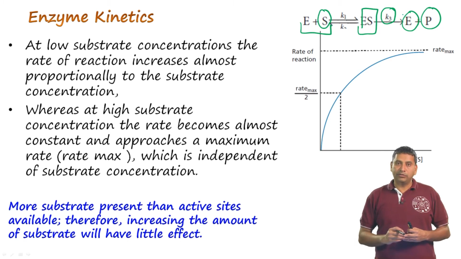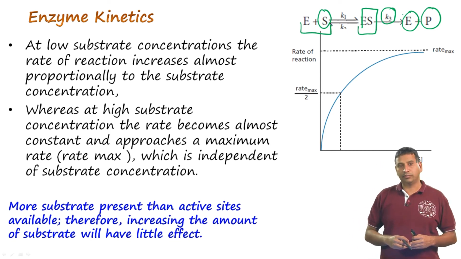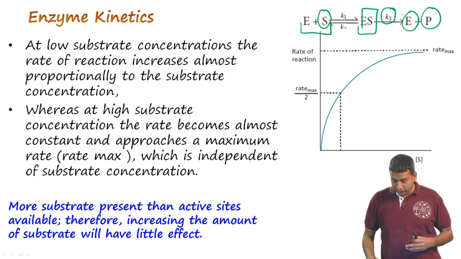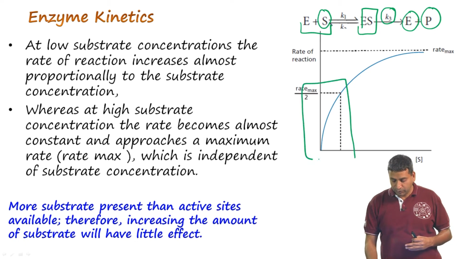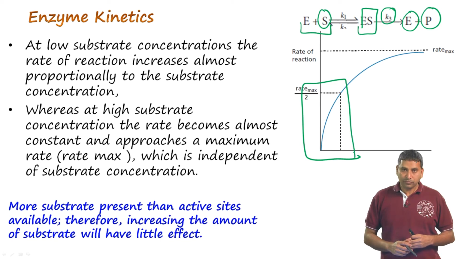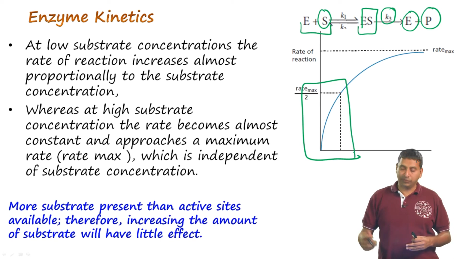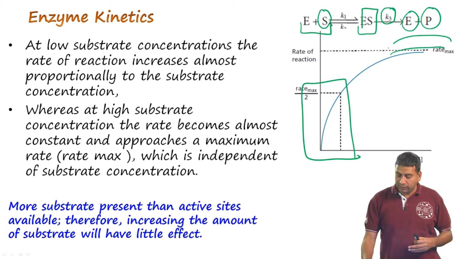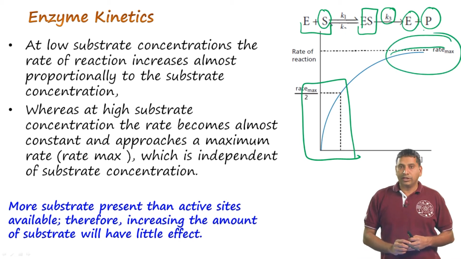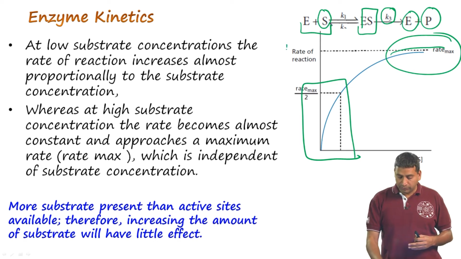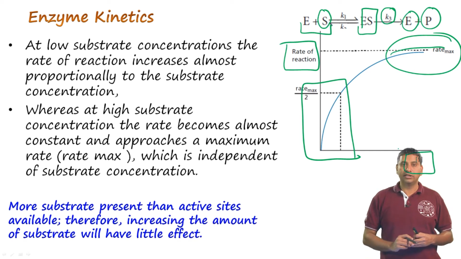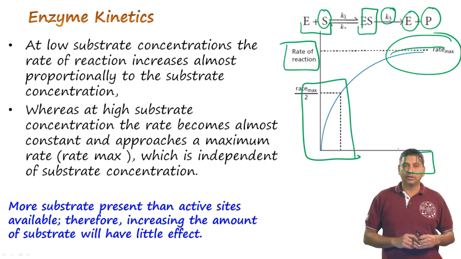We will look at the mathematics of this later, but you can think that at low concentrations of the substrate, the rate of the reaction increases almost proportionally to the substrate concentration, whereas at high substrate concentration it goes up and then it plateaus. The y axis of this plot is the rate of the reaction and the x axis is the substrate concentration. At high substrate concentrations, the rate almost becomes constant and approaches a maximum.